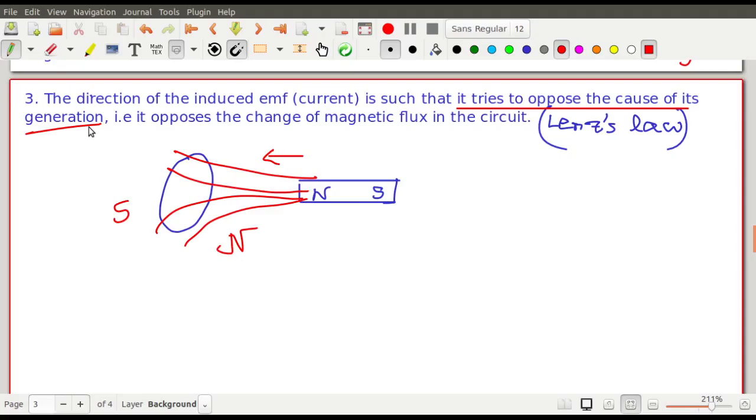What is the reason behind the production of electric field? The reason is the approach of the magnet. ম্যাগনেটটা এগিয়ে আসছে। The approach of the magnet is the cause over here. And it will be opposed. সেটা অপোজ করতে হবে। তো অপোজ মানে কি?